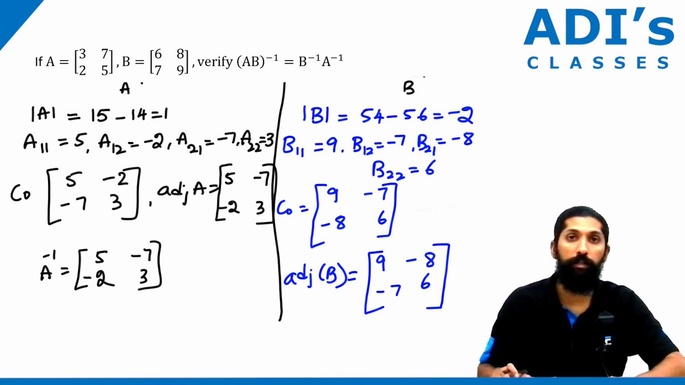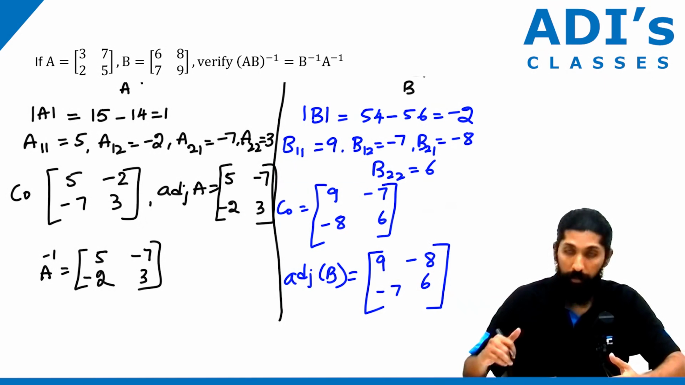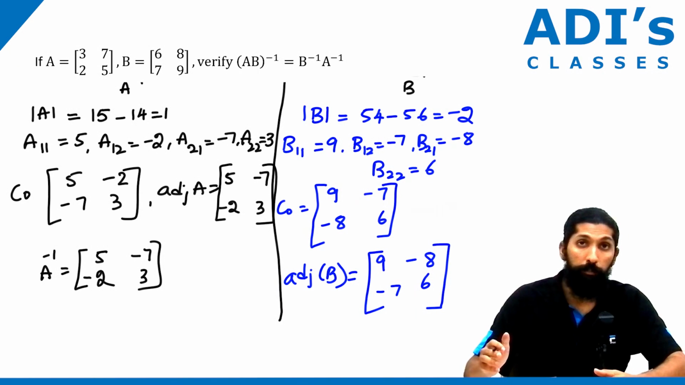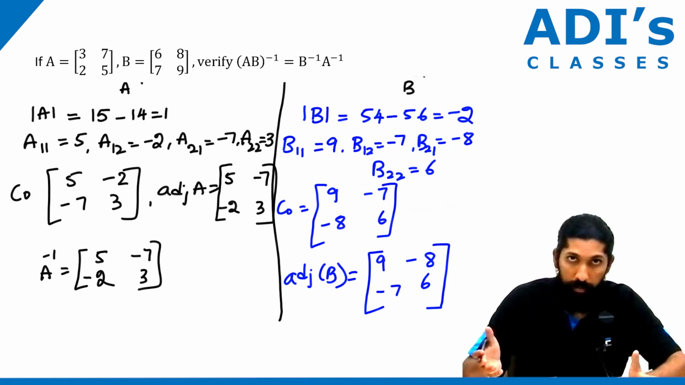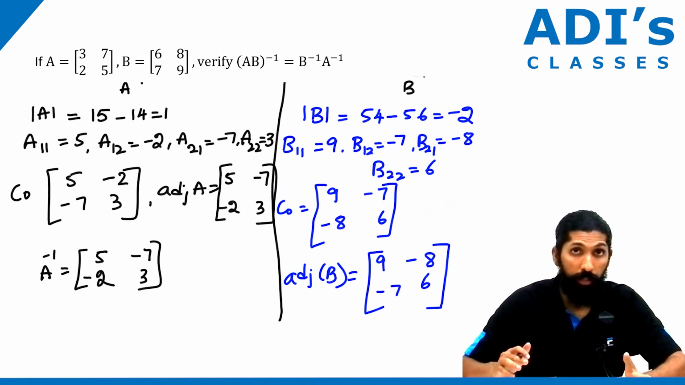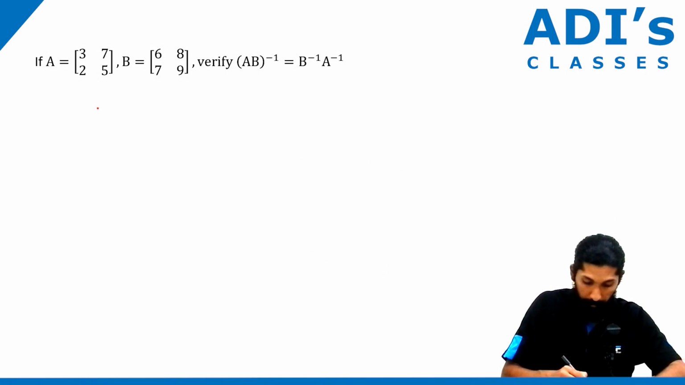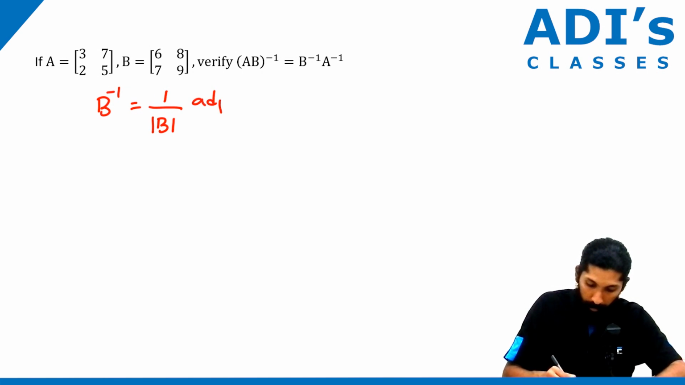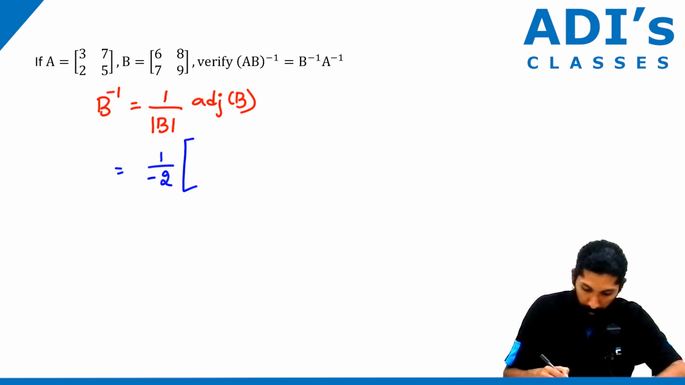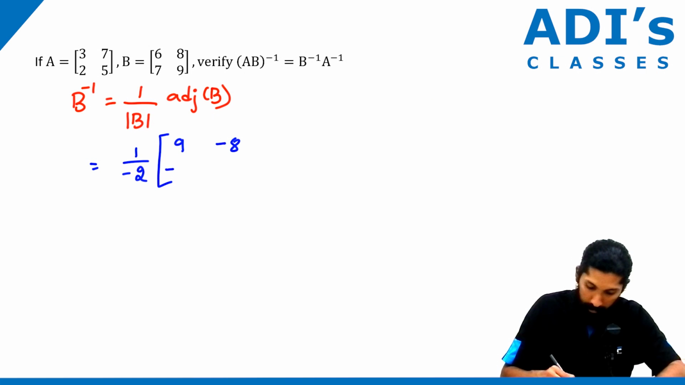Now guys, basically when you take the inverse, the same values are divided by 2, correct? Now we'll have to multiply these two together and check whether it is going to be the same. Now let's do the multiplication. First we'll calculate B inverse, then we'll calculate the multiplication part. The formula becomes B inverse equals 1 by determinant of B into adjoint of B, correct? And the determinant of B we already know, so this is equal to 1 by minus 2 into 9, minus 8, minus 7, 6. Okay, so this is B inverse.